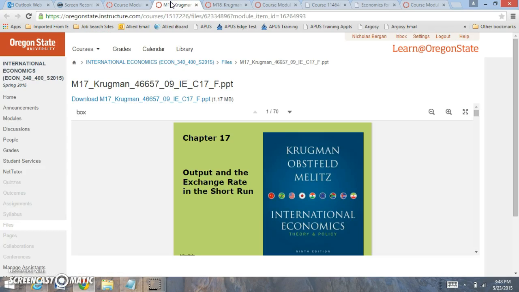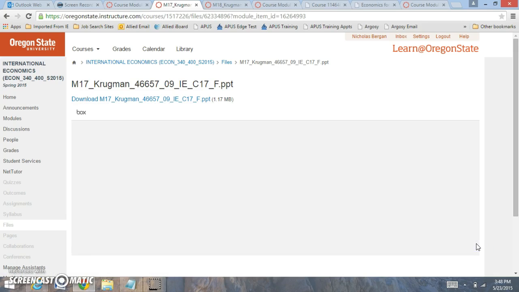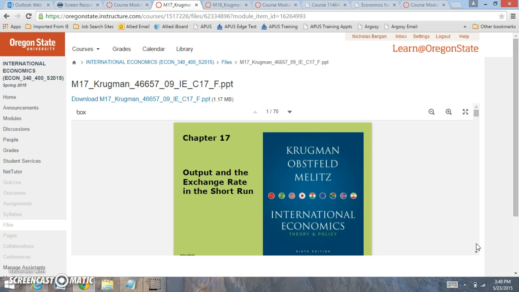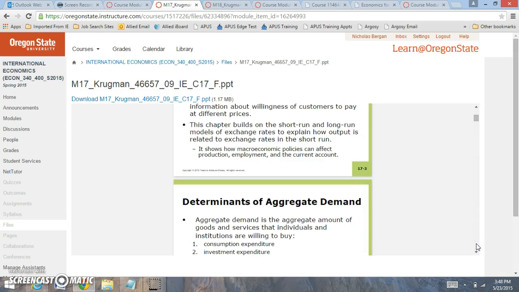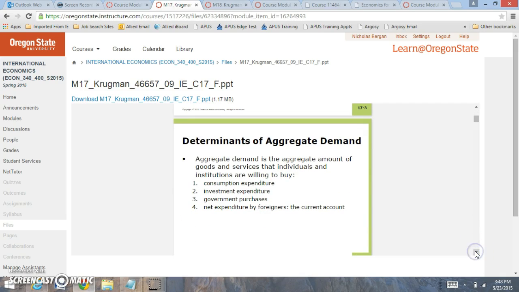In chapter 17 we're going to look at fluctuations in the exchange rate in the short run. You'll notice that firms will be facing a lot of challenges to deal with these fluctuations in the exchange rates. Some of the things we're going to look at are the determinants of aggregate demand. And aggregate demand is derived from 4 different determinants: consumers, businesses, governments, and net exports.